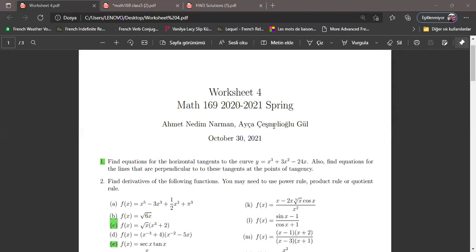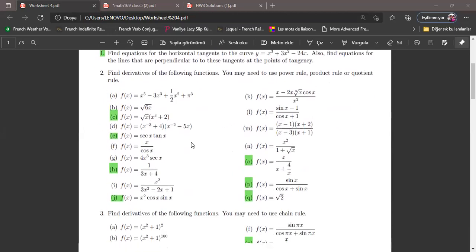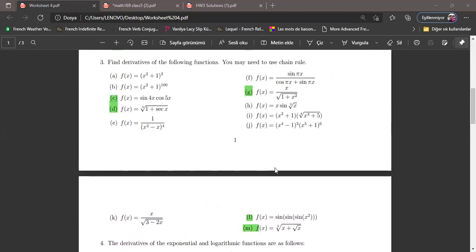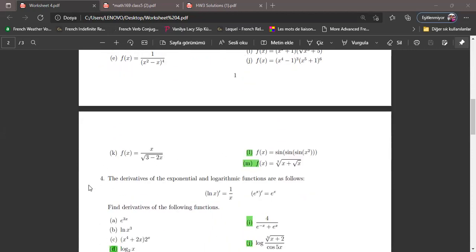Hi guys. So in the class, we started this worksheet, the fourth one. We solved some of the problems here. Today I will solve 3L and M, and then continue with the rest of the problems. I will finish this worksheet in the video. If you have any questions, we can start with your questions in the next class. Then we can pass through the fifth worksheet.